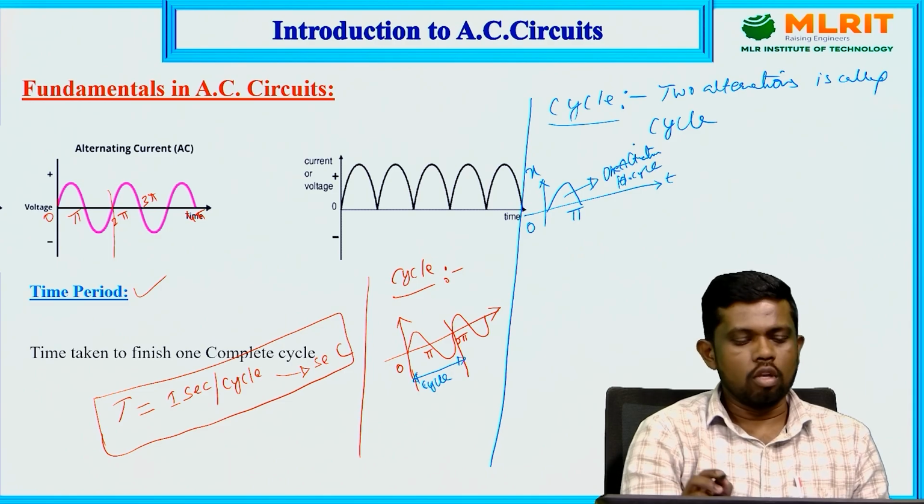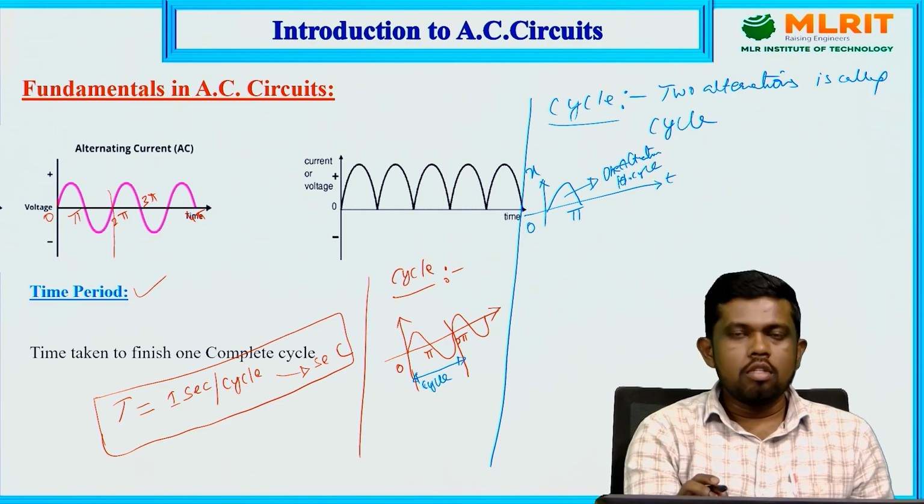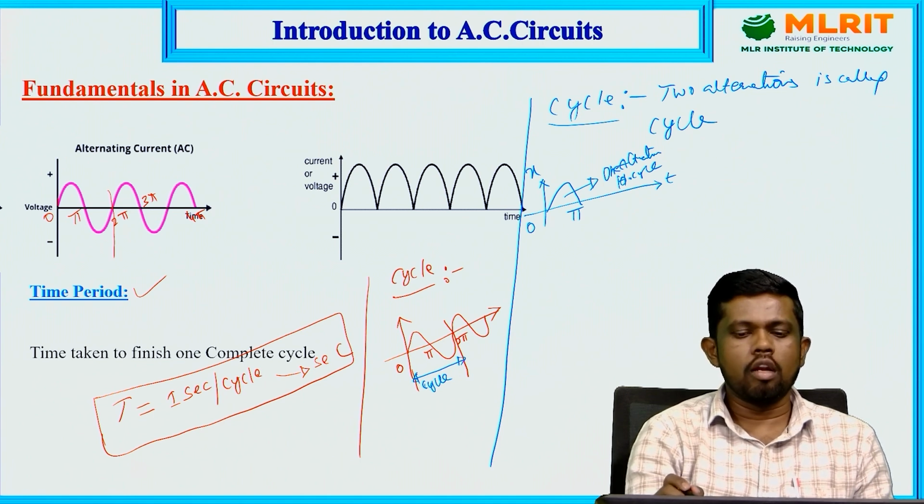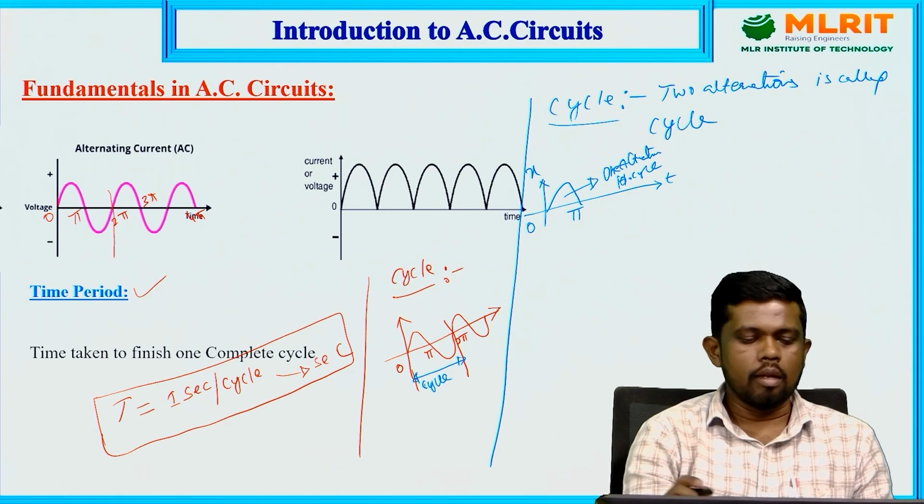So both are the same. What I want to say is that the cycle of any alternating quantity is simply defined as the set of two different alternations. So that's simply called a cycle.